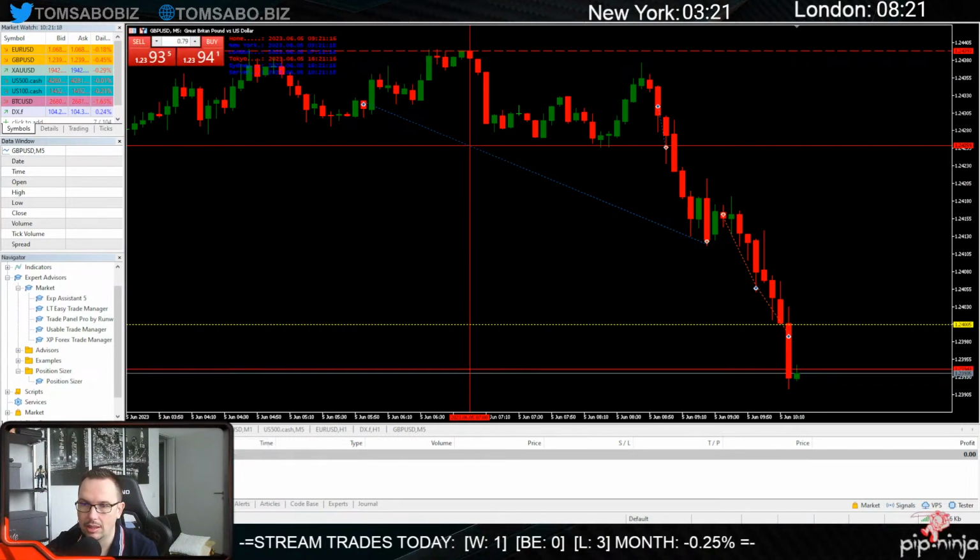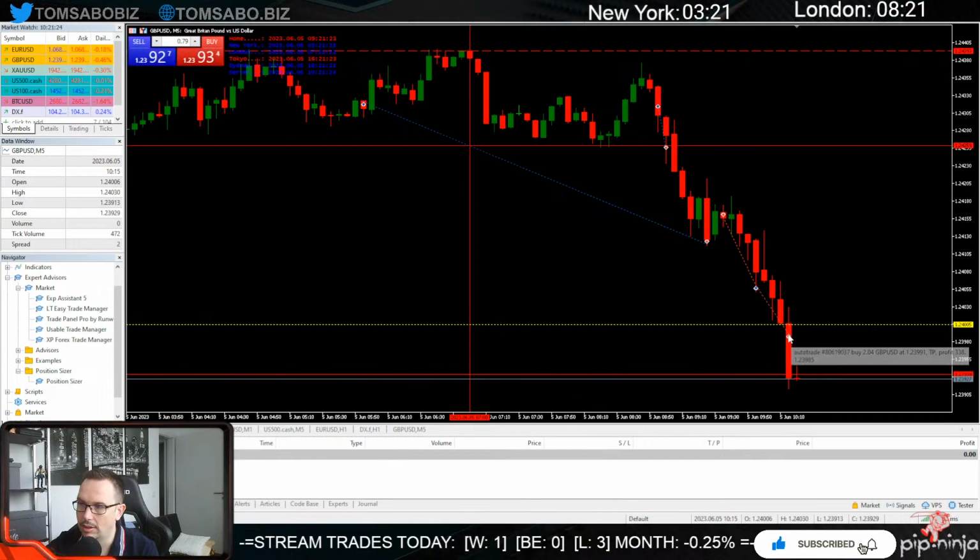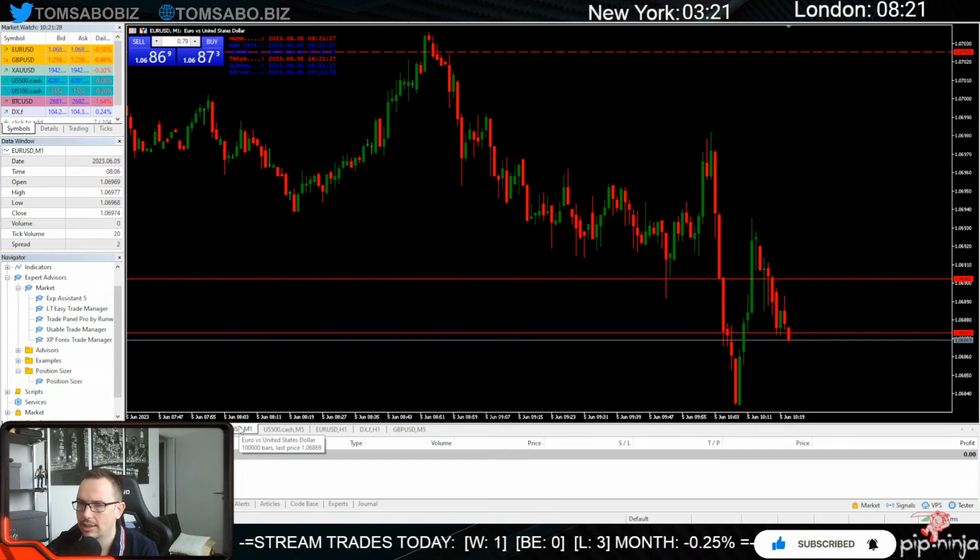This trade, I had at least 7 pips on pound here, but overall my target was 14 pips or something, so it turned out okay. But yeah.